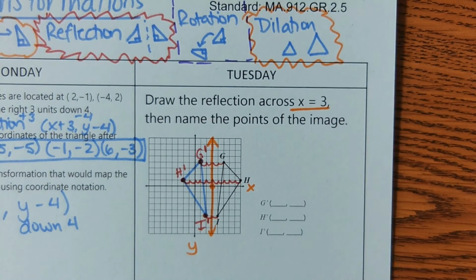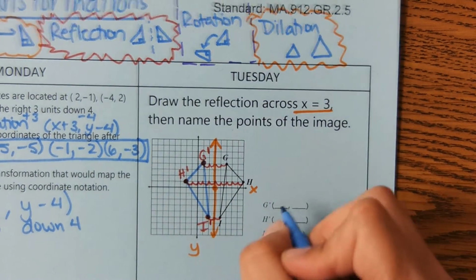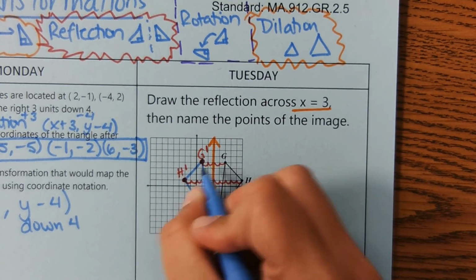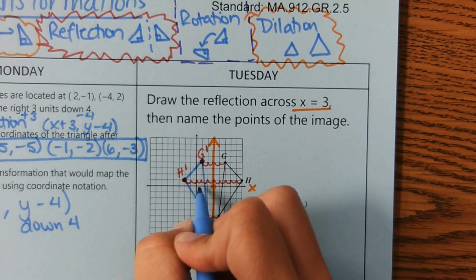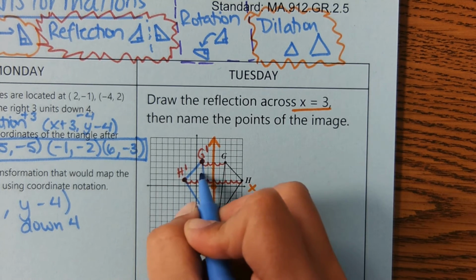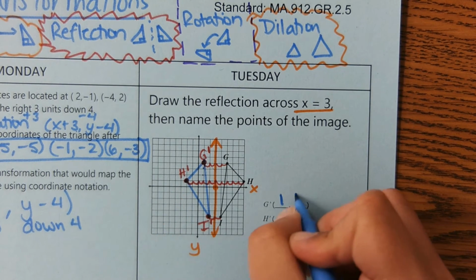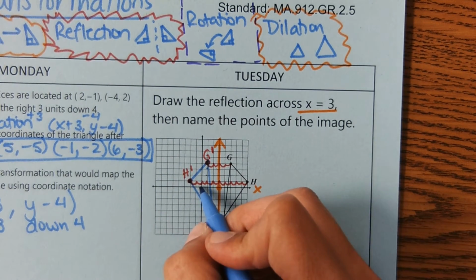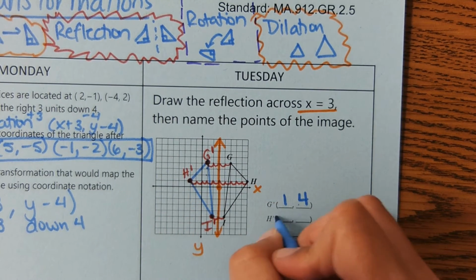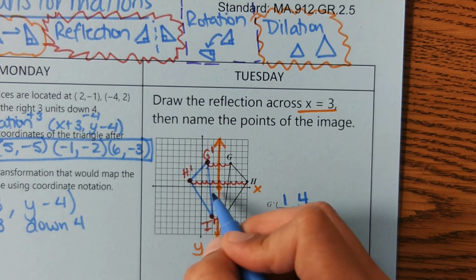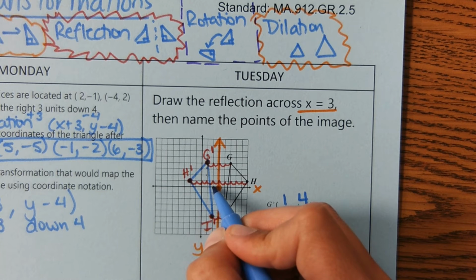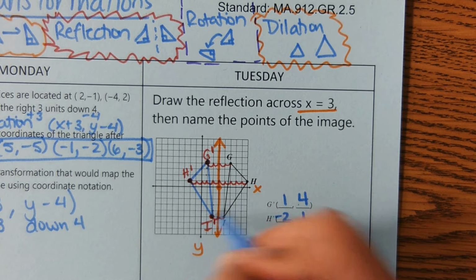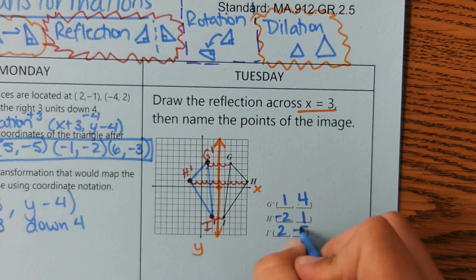And then also for these coordinates here, we are just going to grab them off the graph. So here it is at 1, 1, 2, 3, 4. And then for H prime, it's at -2, 1. And then I prime is at +2, 1, 2, 3, 4, 5. 2, -5.